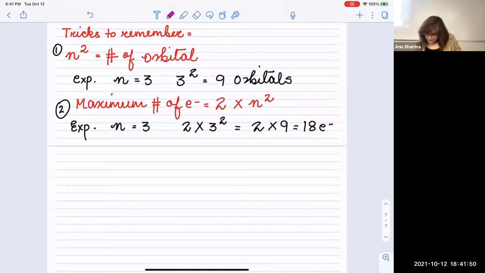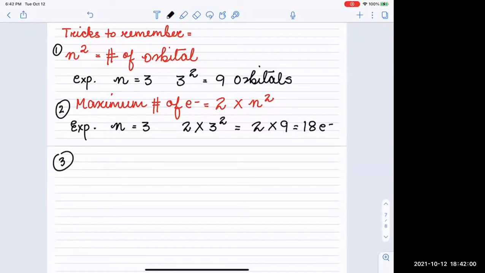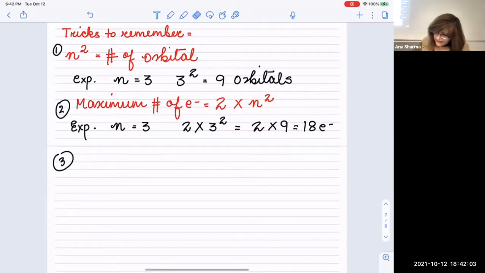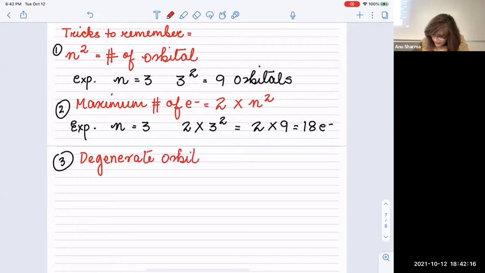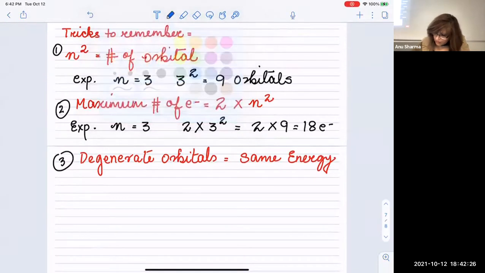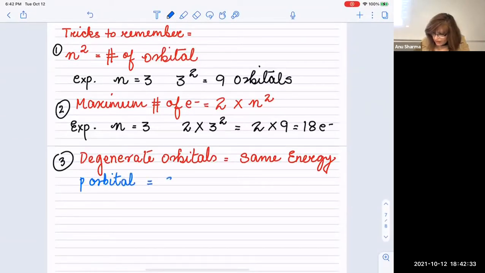These are not in your book, but okay, let's look at this one. Degenerate orbitals means that they have the same energy level. Degenerate orbitals have the same energy. This means all the p orbitals, wherever they are in the atoms, will all have more or less the same energy.